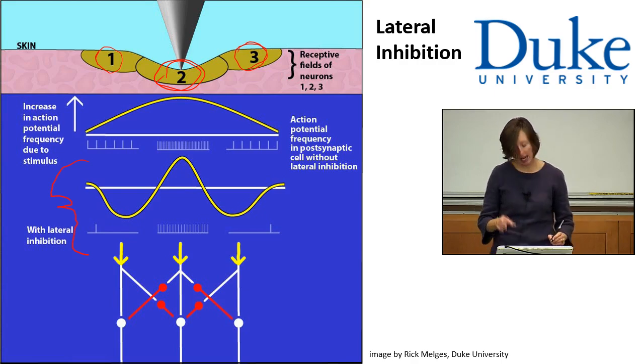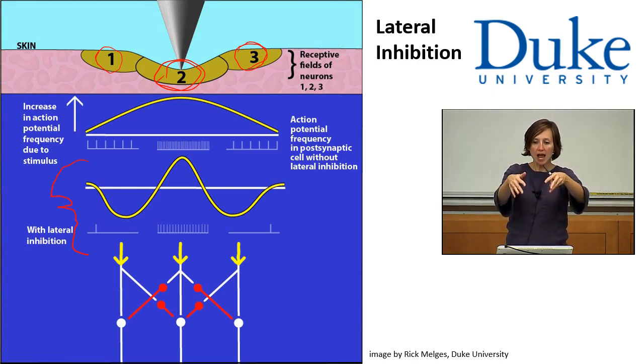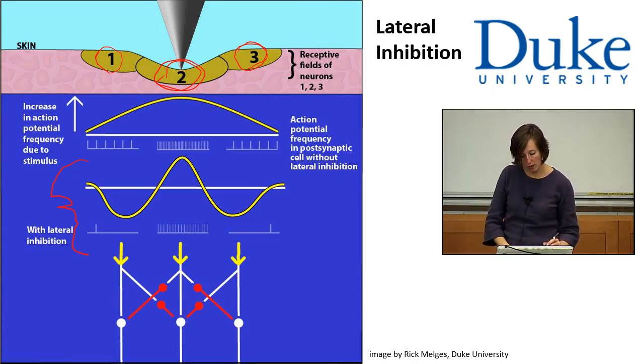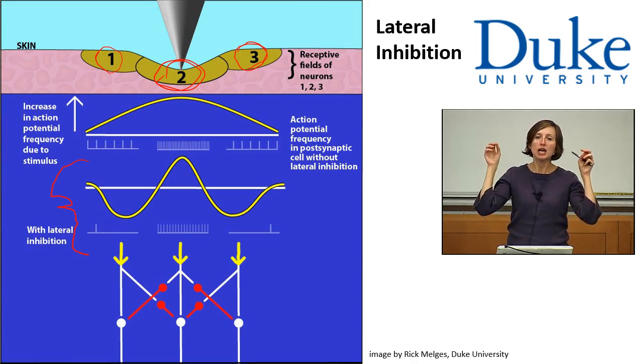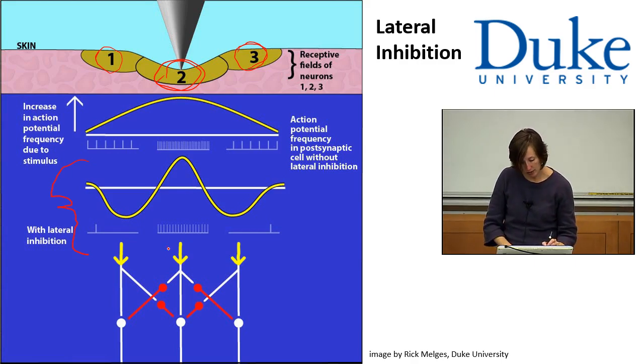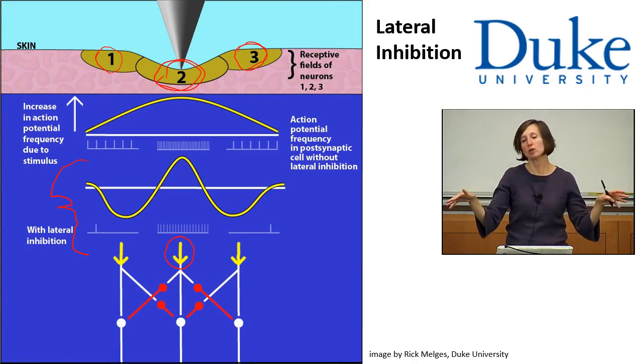The circuitry that allows us to do that is shown here at the bottom of the slide with these yellow arrows showing the inputs coming in. And then we have these divergent and convergent networks happening where the red neurons are the inhibitory neurons. And so you can see that each neuron is going to inhibit its neighbors. So this middle neuron, neuron 2, is going to inhibit both 1 and 3, and 1 is going to inhibit 2, and 3 is going to inhibit 2. But since 2 is being activated so much, it's going to inhibit 1 and 3 much more.